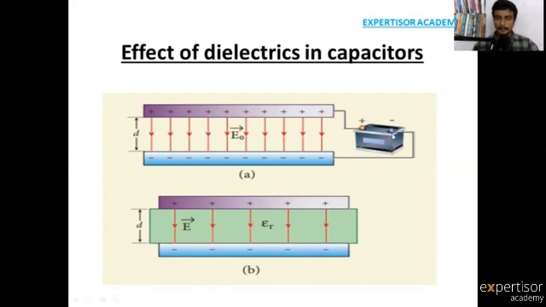Without application of the battery, the value is divided by epsilon r from the earlier value. When you apply the battery, the relative permittivity multiplies the starting value. Without the battery, it divides the earlier value. So this is the effect of dielectrics in capacitors.